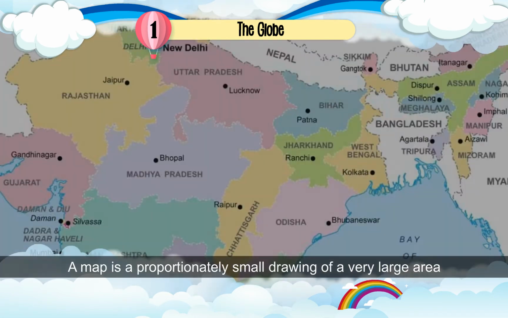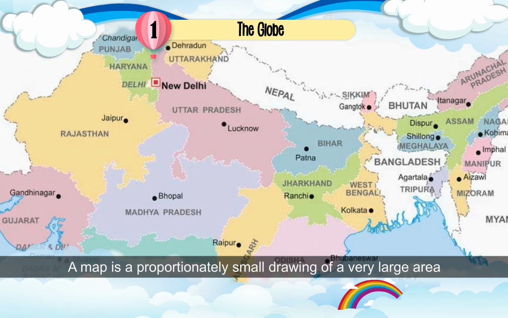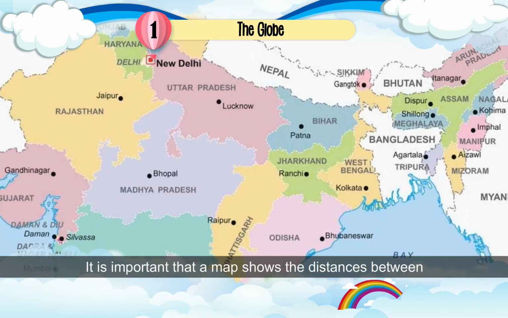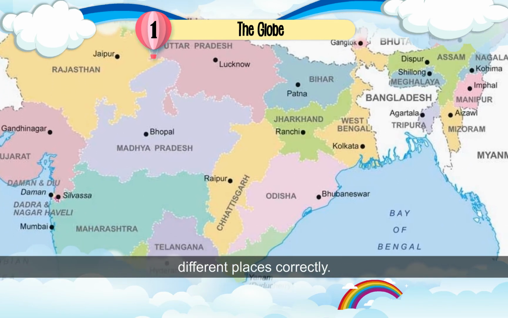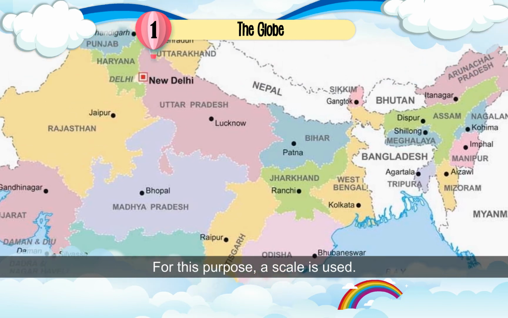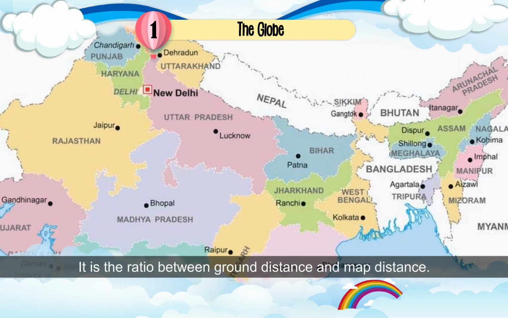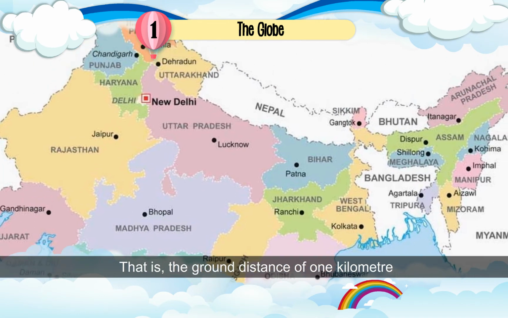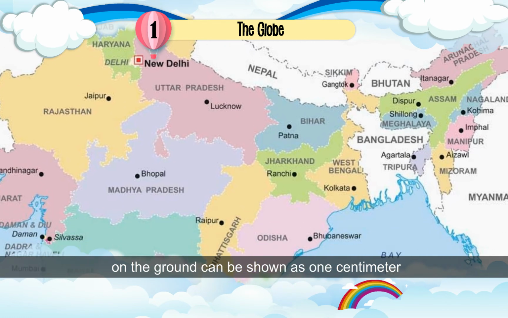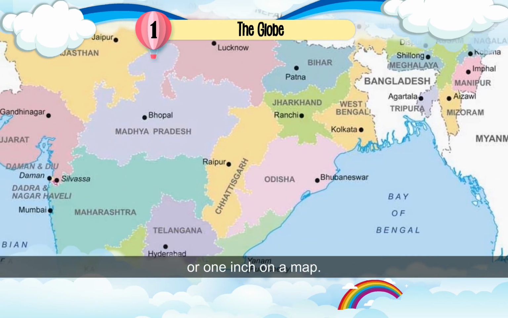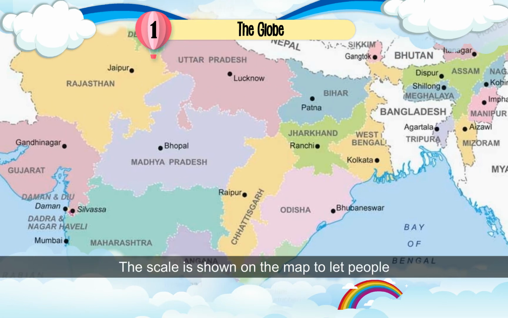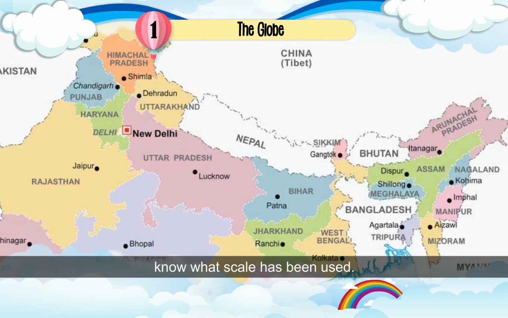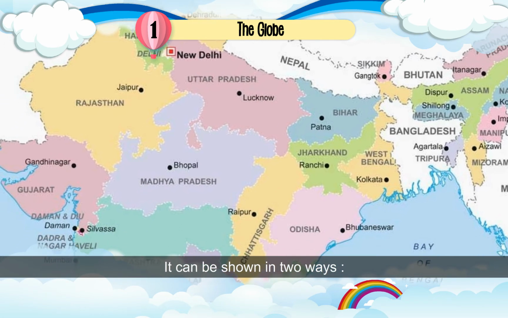Distance and scale. A map is a proportionately small drawing of a very large area. It is important that a map shows the distances between different places correctly. For this purpose, a scale is used. It is the ratio between ground distance and map distance. That is, the ground distance of 1 kilometer on the ground can be shown as 1 centimeter or 1 inch on a map. The scale is shown on the map to let people know what scale has been used. It can be shown in 2 ways.